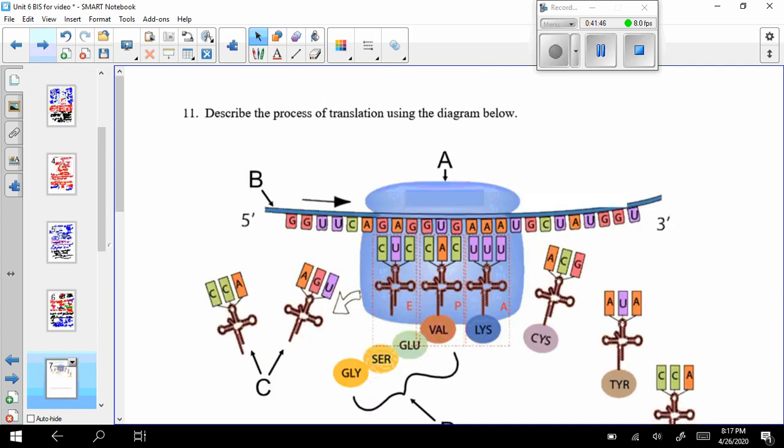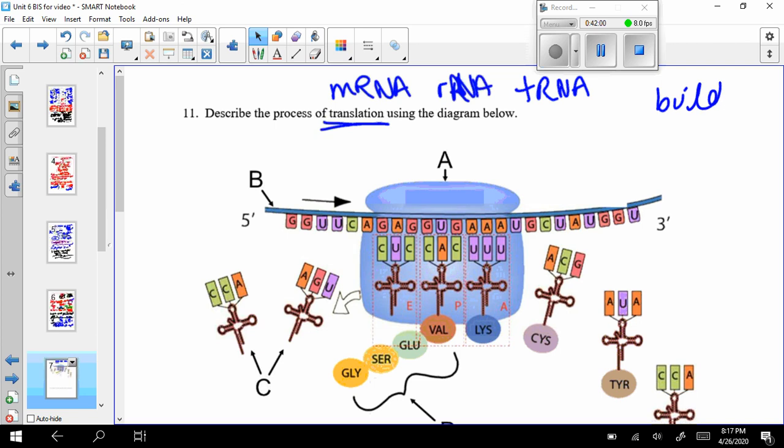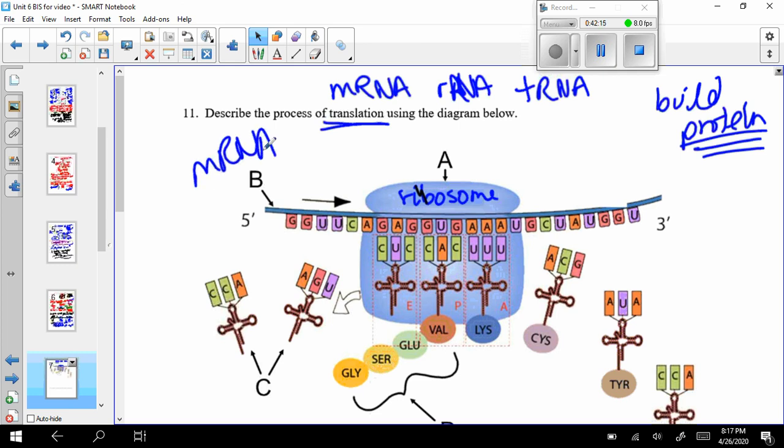All right, next question. Now we've got translation. Translation is using your mRNA and your rRNA and your tRNA to actually build a protein. The goal is to make proteins. This is going to happen at a ribosome. So here's my ribosome right here. And B is showing my messenger RNA. The direction that it's being read is 5' to 3'. That's why you see the 5 to 3.